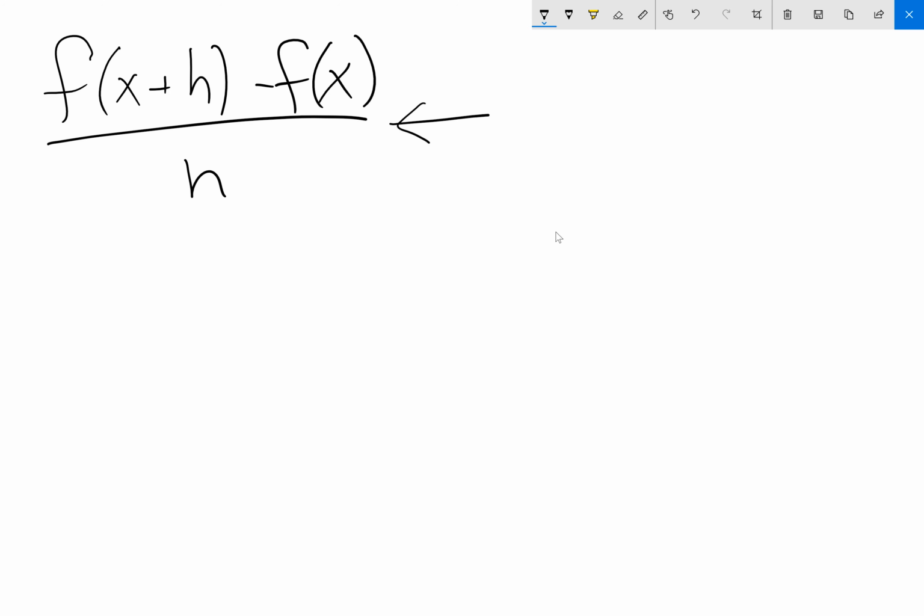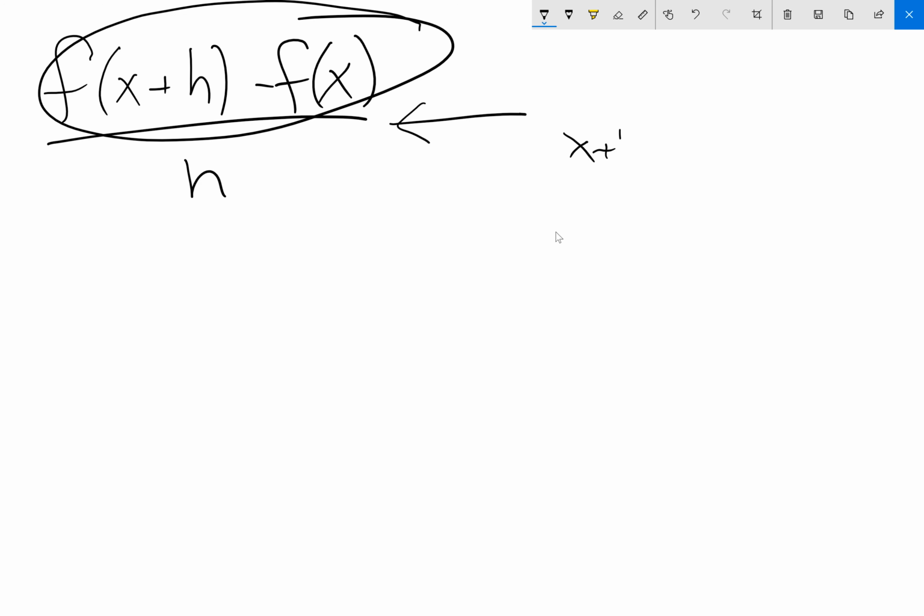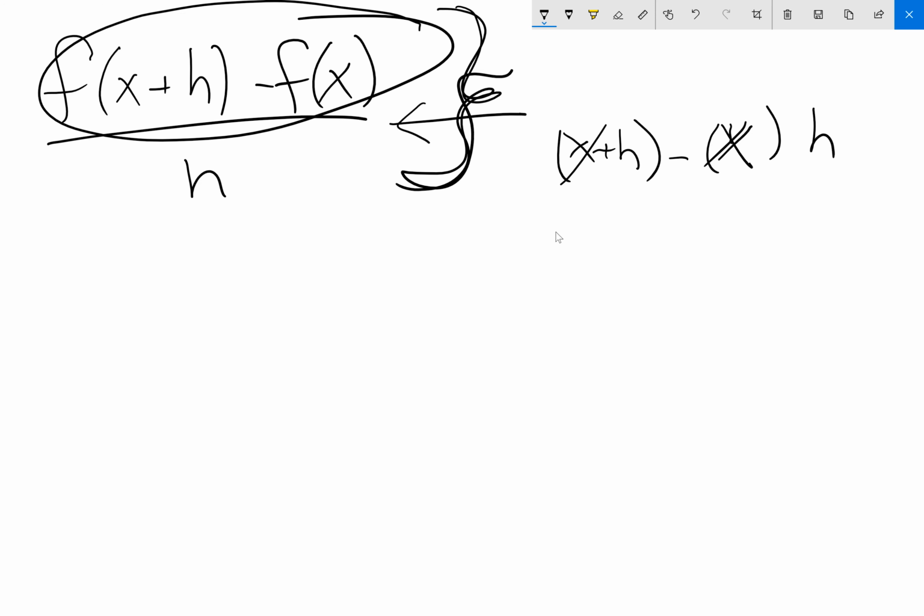So this is basically kind of like average rate of change, right? Because this is the change in our output and the change in our input. If our final input is x plus h and our initial is x, these cancel out, just leaving h. So this is not just some magical thing, there's a reason for it.